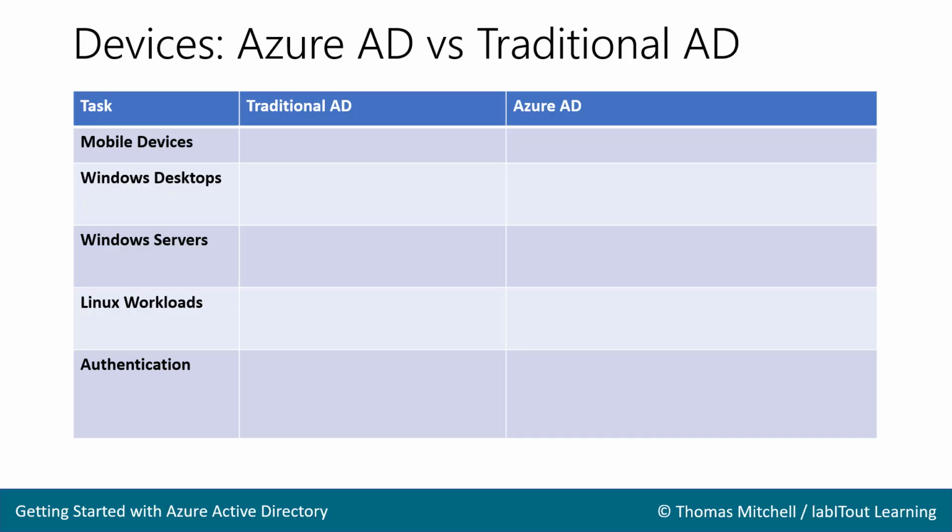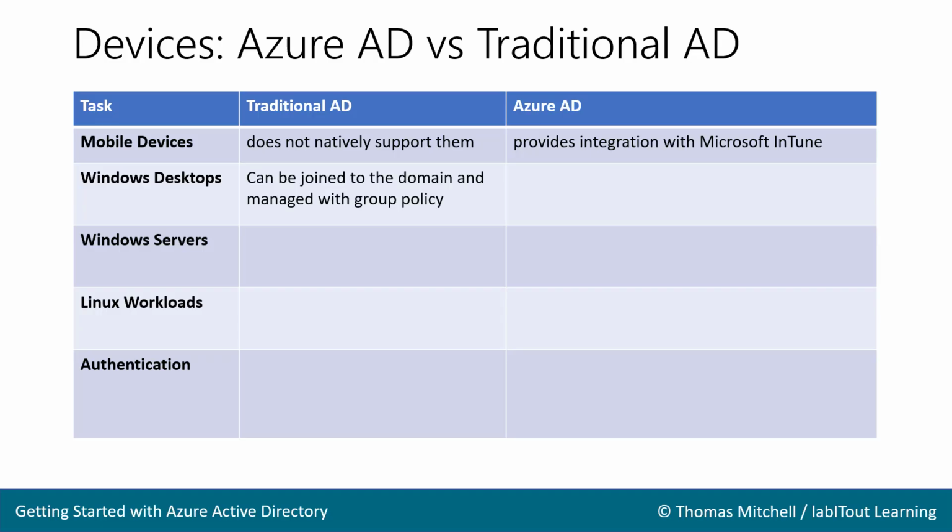As far as mobile devices go, traditional Active Directory does not natively support them without the use of third-party solutions. Azure Active Directory, on the other hand, provides integration with Microsoft Intune, which is Microsoft's mobile device management solution, or MDM. Microsoft Intune, in turn, provides device information to Azure AD so that that information can be evaluated during authentication. While traditional AD allows you to join Windows desktops to the domain and to manage them with group policy, Azure Active Directory also allows Windows devices to be joined as well. However, instead of using group policy to manage Azure AD joined Windows machines, you would use Microsoft Intune.